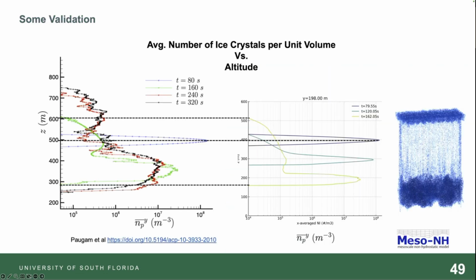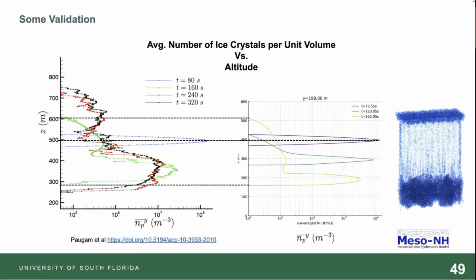And here's some initial validation that we ran for this case. What we see here is, at each altitude level in our domain, the averaged ice crystal number concentration. So how many ice crystals do we have on average at a certain altitude level? And on the left here are the results from a similar study, who have also employed a microphysics scheme that had, however, quite significant approximations in there.